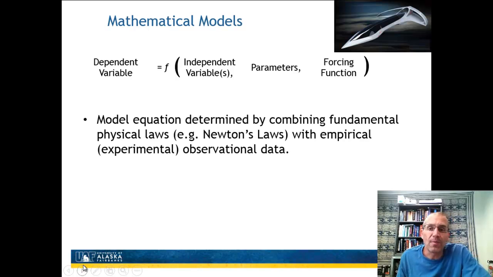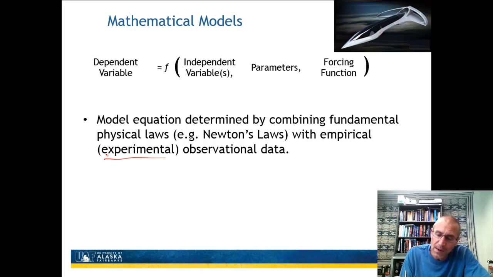So how do you come up with a mathematical model? Well, usually the model equation is determined by combining some fundamental physical laws, things like Newton's law that you learn in physics, with some empirical observational data. And empirical just means by observations. This statement here is a little redundant. Usually you're running a bunch of experiments. For example, you might want to know how some particular wing is going to behave, and it's very tough to predict that from fundamental physics. It's usually best to do a test, stick it in a wind lab, and determine how it behaves.